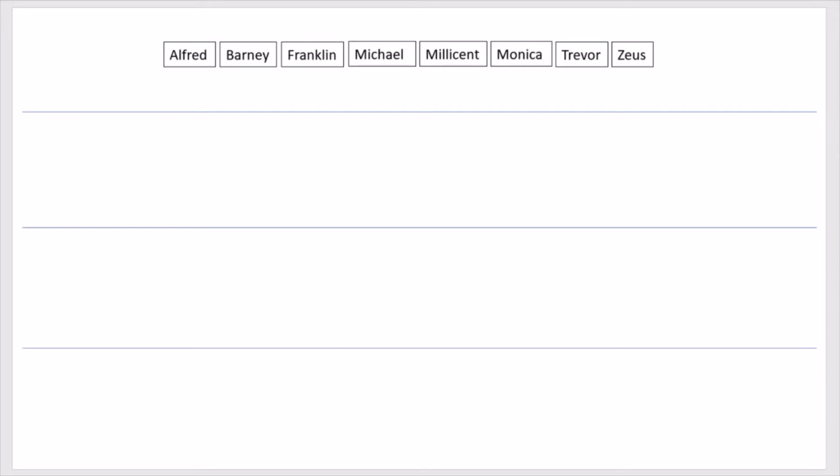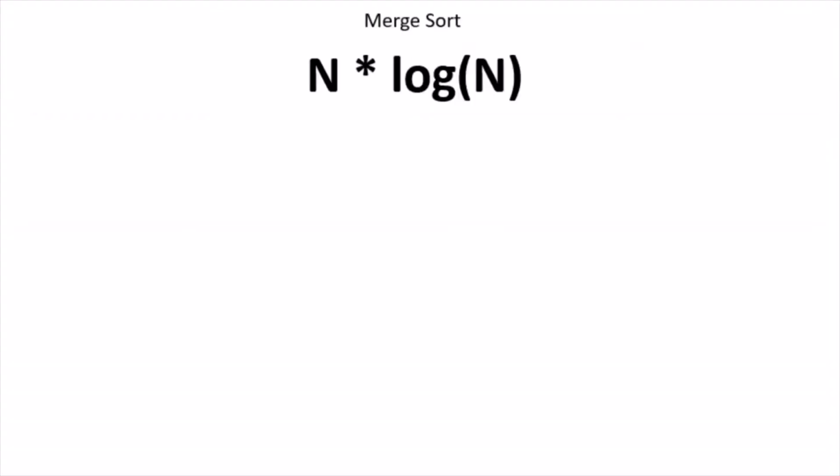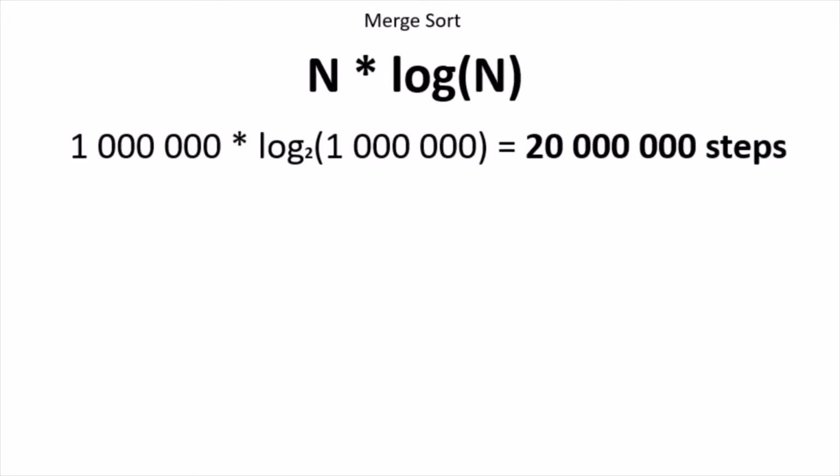While merge sort might look like a lot of work, it is incredibly efficient and scales well. Merge sort's runtime is n times the logarithm of n, which simply means that if n represents how many things we're sorting, like papers, then n times log of n is how many steps it will take to sort. So if we were sorting 1 million papers, merge sort will take 1 million times the logarithm of 1 million steps to complete, which is about 20 million steps.